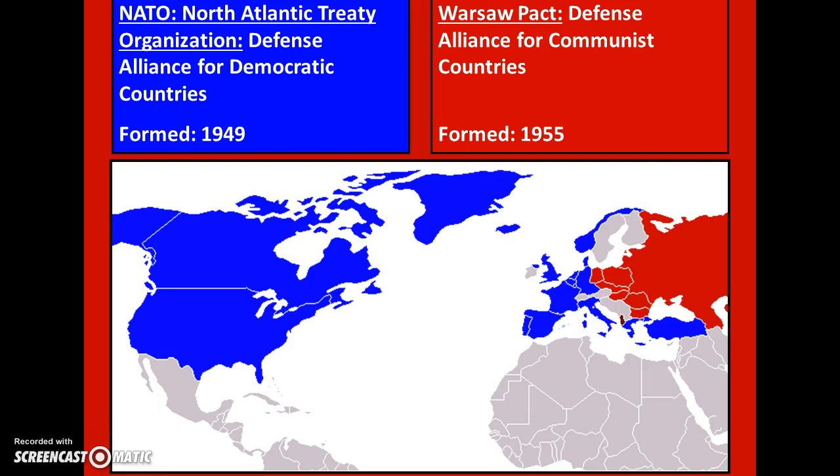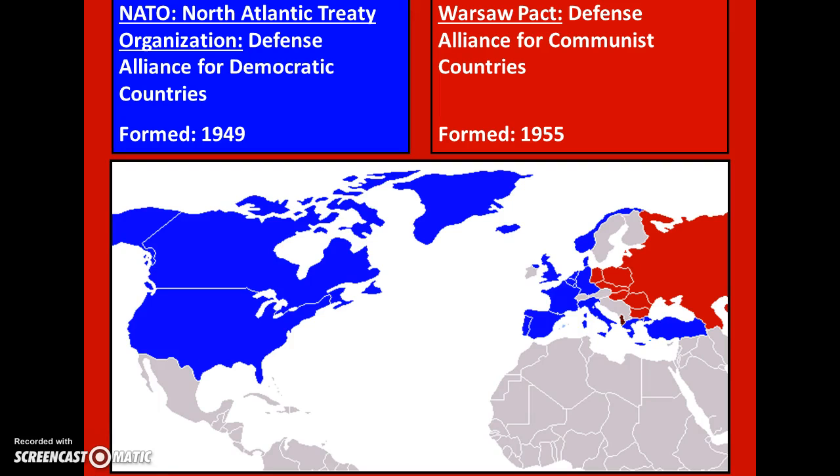Other groups that formed were NATO, the North Atlantic Treaty Organization. This is a defense alliance for all democratic countries, and as you can see, looking on the map, all of the blue countries, which are a part of NATO, are in the North Atlantic Ocean, hence the term North Atlantic Treaty Organization. These were countries like America, Canada, Great Britain, France, and other countries that were interested in protecting democracy.